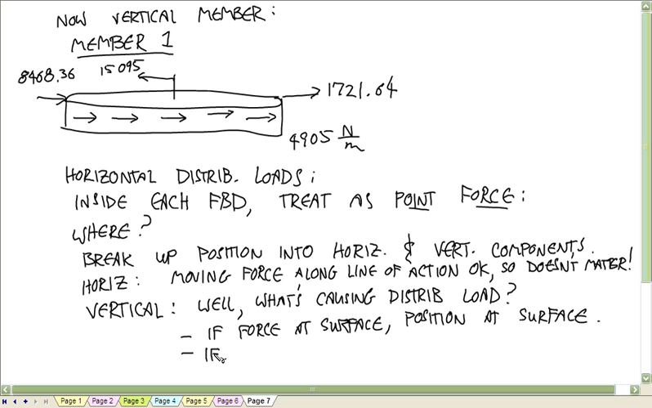If, like in our case, it's a weight force, then where does that weight act? Yeah, right along the center. So position it at the long axis, the center.